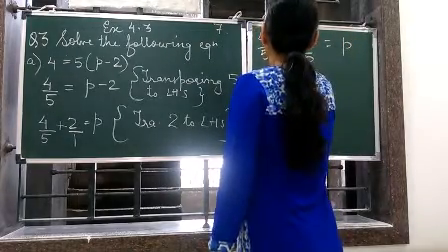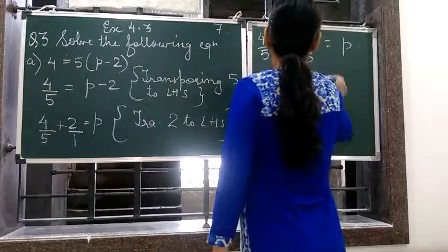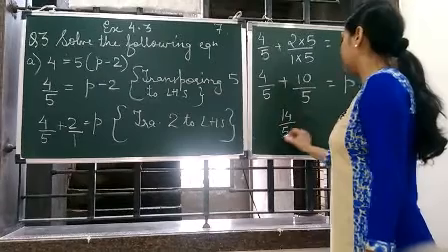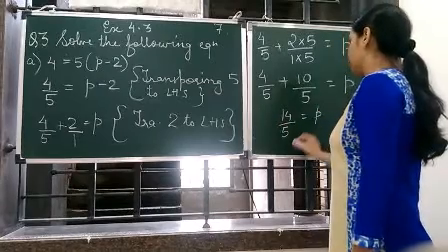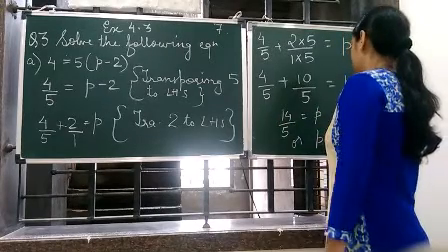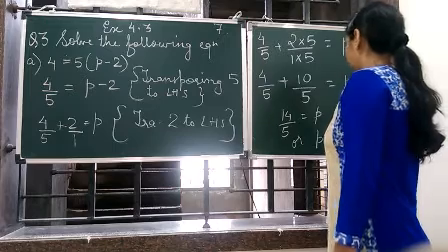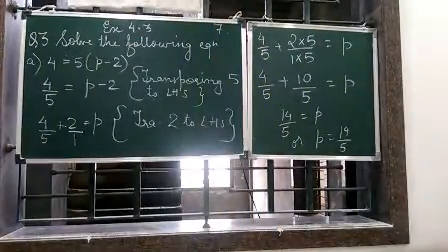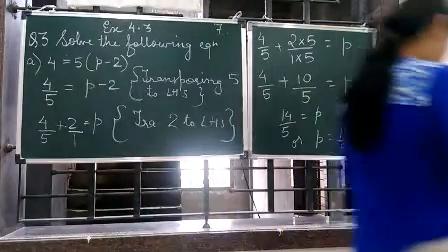4 upon 5 plus 10 upon 5 is equal to P. This becomes what? 14 by 5, which is equal to P. Or you can write P is equal to 14 by 5. Okay, simple. So this completes A. Let's start B now.